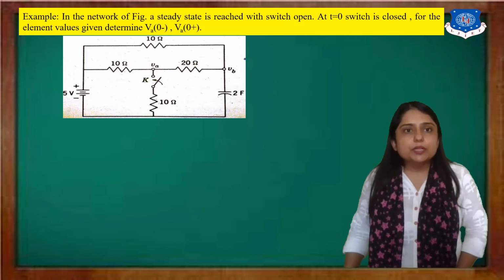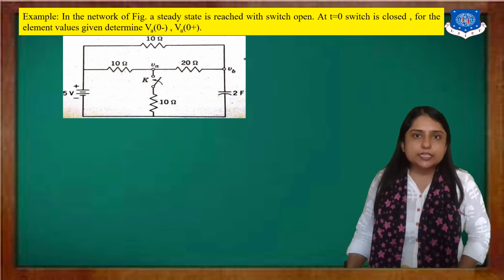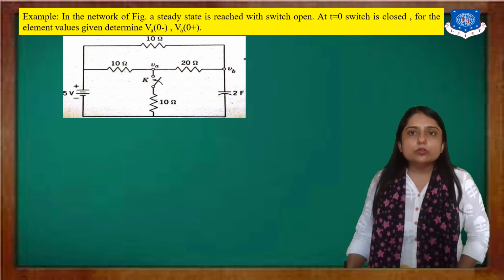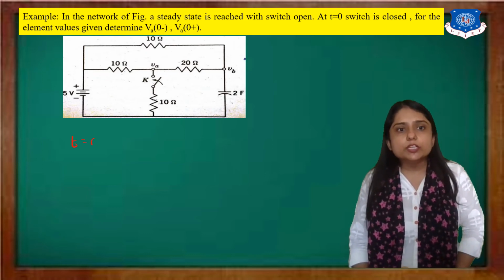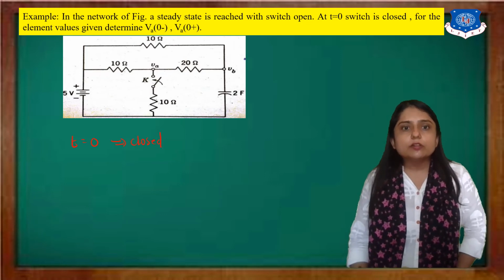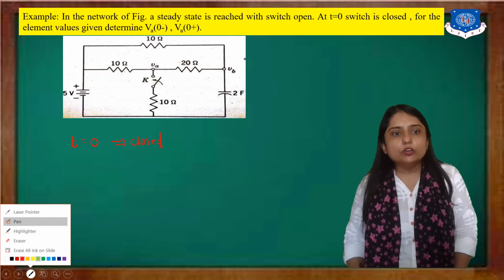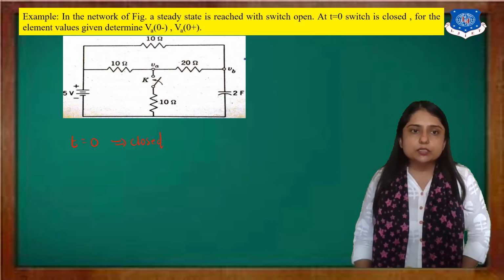Now in this example, see the second example. Here in the network of the figure, the steady state is reached with switch K open. At t equal to 0, the switch is closed. So here, at t equal to 0, the switch is closed, right? And the element values are given, and we want to find VA(0-) and VA(0+).